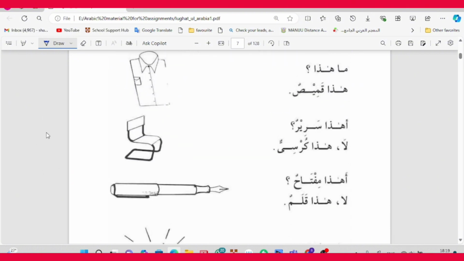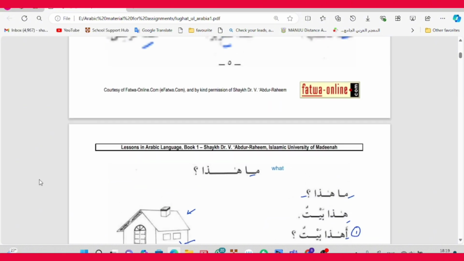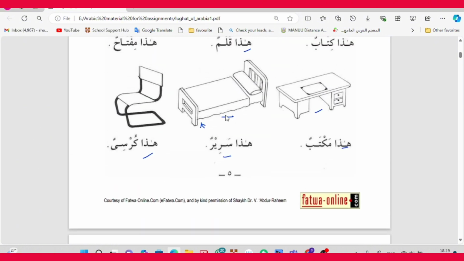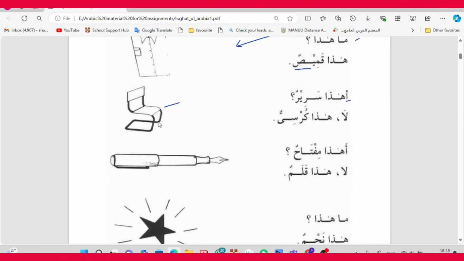Next, number 2, ma haza, what is this? Pointing to this, haza qameez, this is a shirt. Next is haza sarir, is this a chair? Sarir meaning is bed, as I told you. As you see, this is a chair, not a bed, so the answer is no.